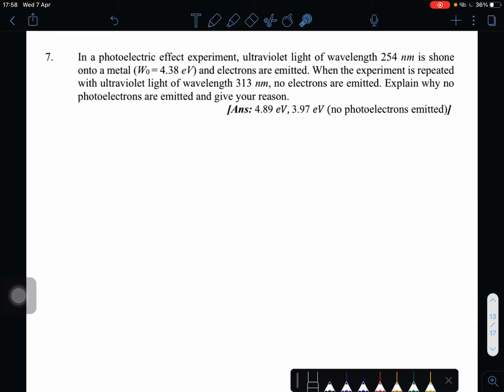So now kita akan tengok soalan nombor 7. In a photoelectric effect experiment, ultraviolet light of wavelength 254 nanometer is shone on a metal with work function 4.3 electron volt and electrons are emitted. So when the experiment is repeated with ultraviolet light of wavelength 313 nanometer, no electrons are emitted. Explain why no photoelectrons are emitted and give your reason.